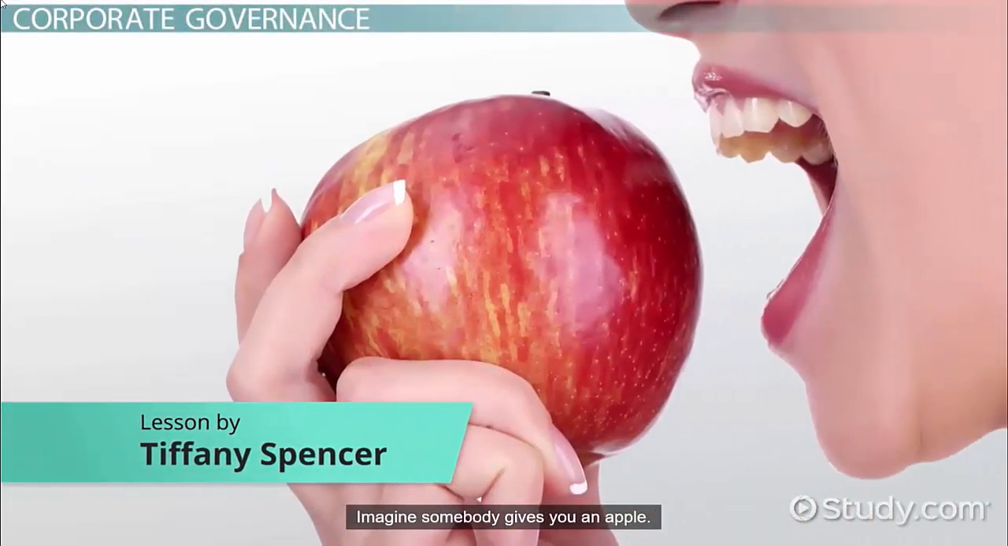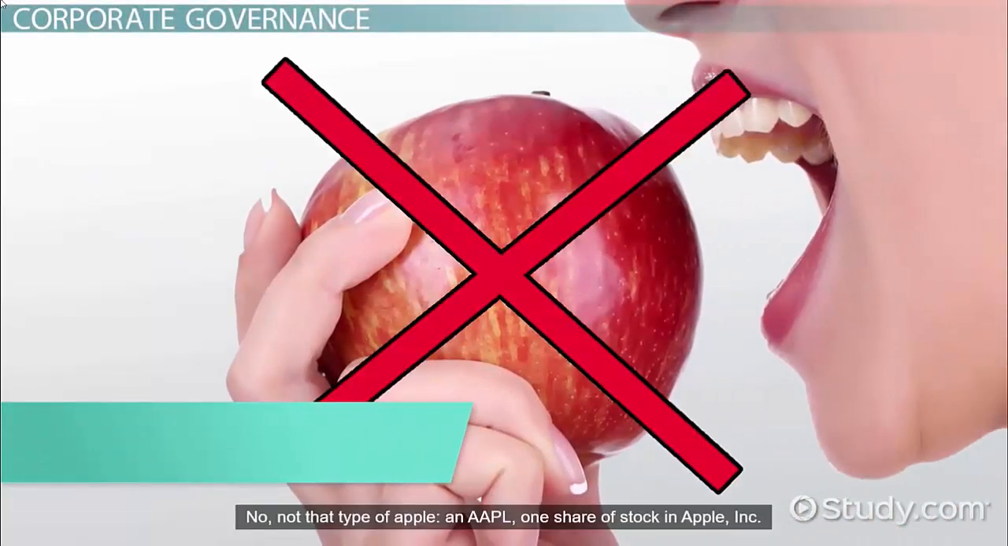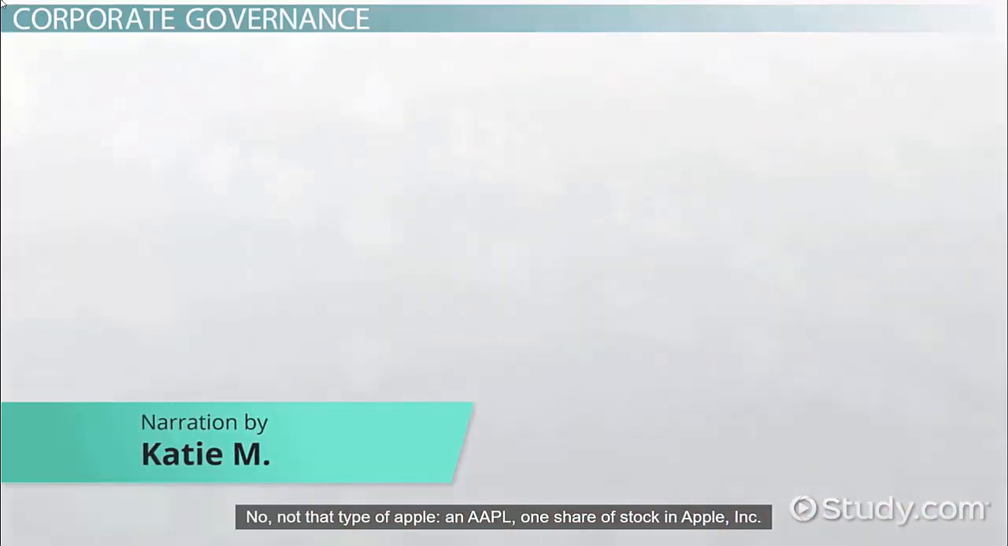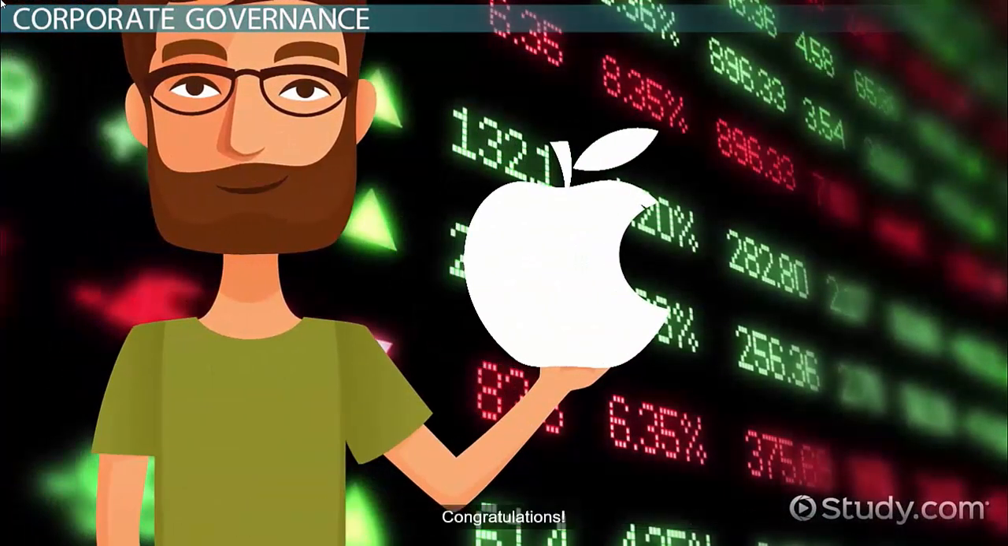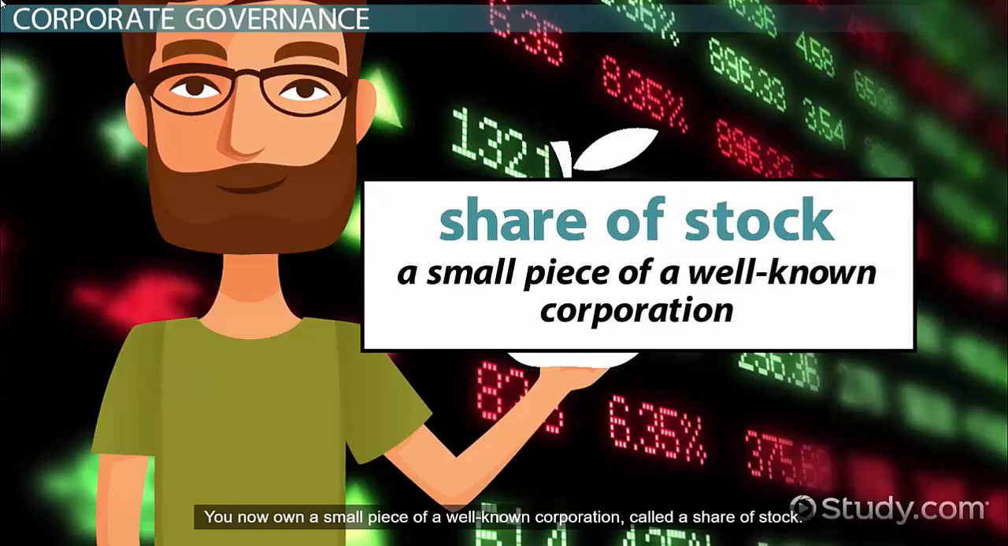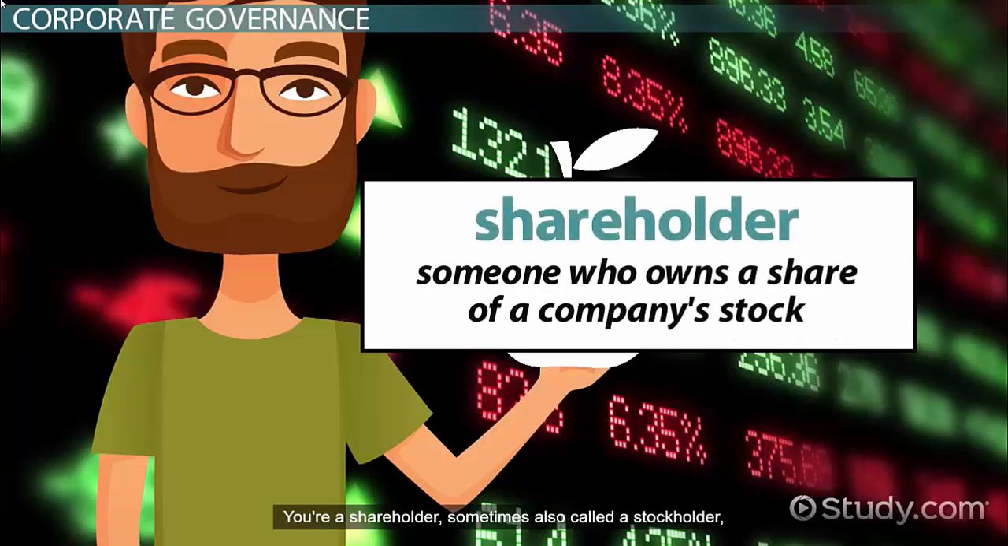Imagine somebody gives you an apple. No, not that type of apple. An AAPL, one share of stock in Apple Inc. Congratulations! You now own a small piece of a well-known corporation called a share of stock. You're a shareholder, sometimes also called a stockholder, since you're someone who owns a share of a company's stock.